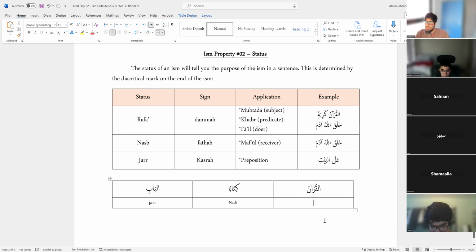Okay, awesome. Good stuff. Come on, a few more people. You guys can do it. Good stuff, Sid. Okay, rafa. Awesome.